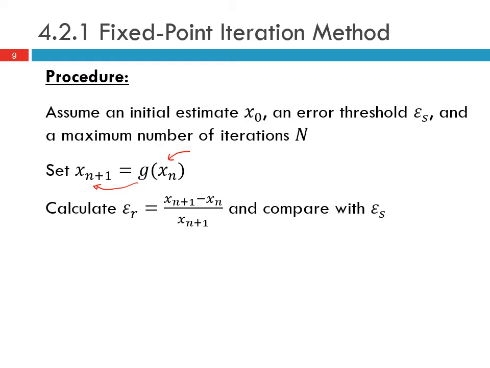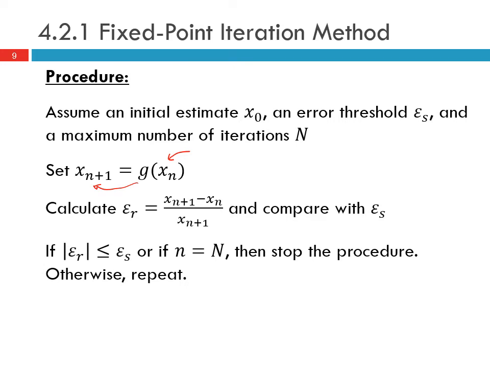Then we calculate our approximate relative error. Epsilon r is x_{n+1} minus x_n divided by x_{n+1}. So our current estimate minus our previous estimate, divided by our current estimate. And then we compare this with our error threshold epsilon s. If the absolute value of epsilon r is less than or equal to epsilon s, or if n equals capital N, which means that we've reached our maximum number of iterations, then we stop the procedure. Otherwise, we repeat. We go back and set x_{n+1} equal to g of x_n.